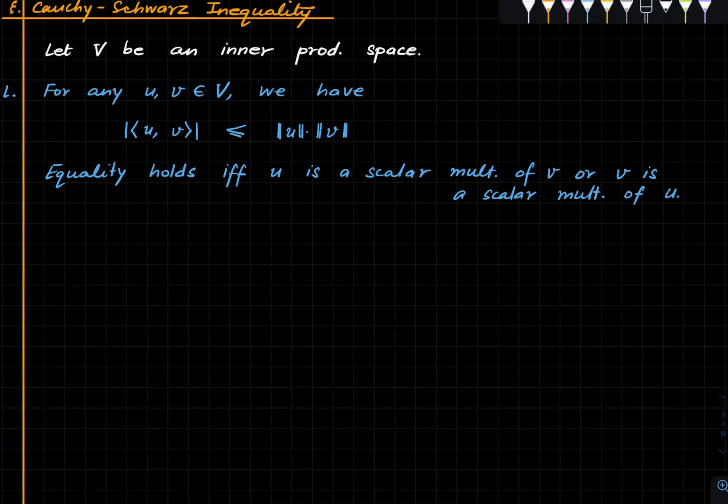The Cauchy-Schwarz inequality, an extremely important thing. So fix an inner product space V. Again, it could be either real or complex. Then for any two vectors u and v in the vector space, we have this inequality. So the modulus of u dot v, if V were a real vector space, this is just the absolute value of this real number. But if V is a complex vector space, this is the modulus, the magnitude of the complex number, is less than or equal to the product of the norms of u and v. So again, geometrically, this is saying something very meaningful.